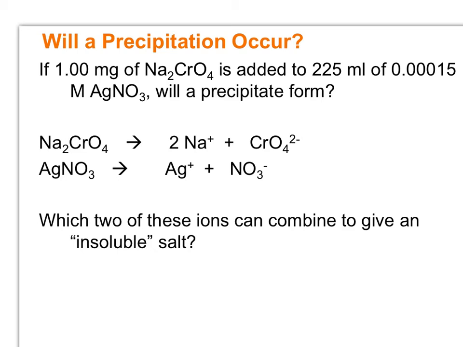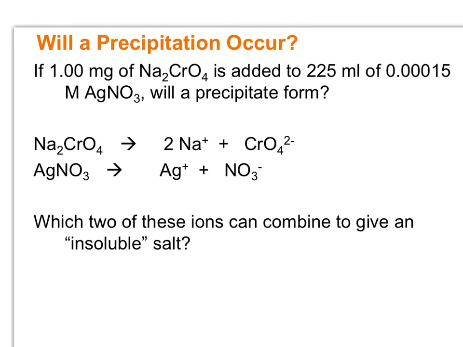All right, so if you're given a problem that gives you two different ionic compounds and essentially mixes them together and says, will a precipitate form? Really what you want to think about is a double replacement reaction. That's really what's going on.